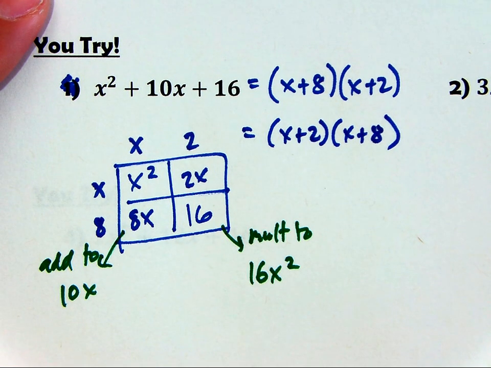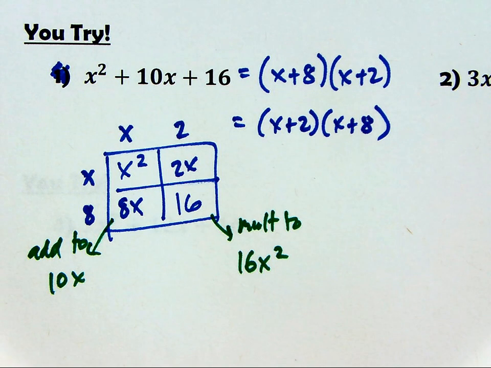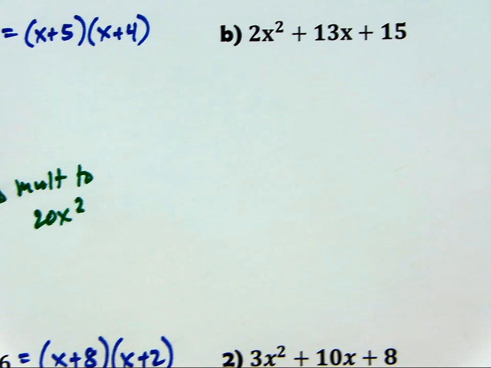It's possible, right? These are actually the same answer. In math, the order of multiplication doesn't matter, so you can rearrange the order of these two factors and it's still considered the same answer. Okay. All right. Let's look at example 1, part B.